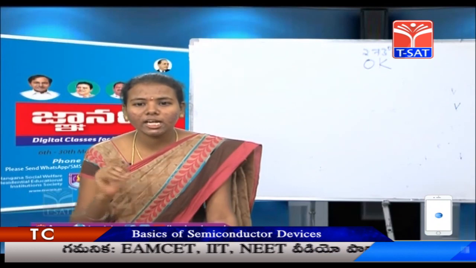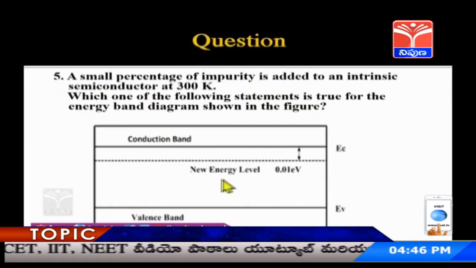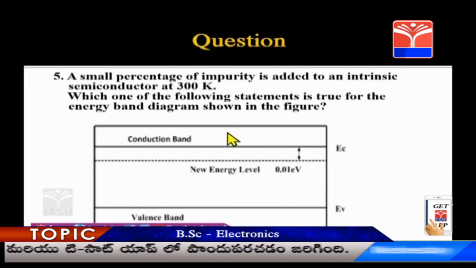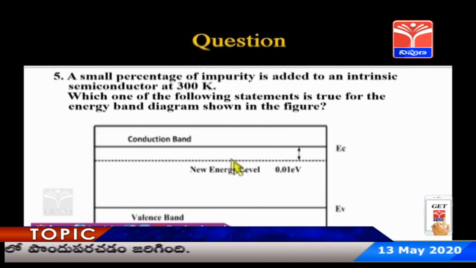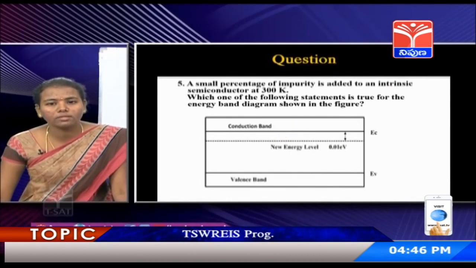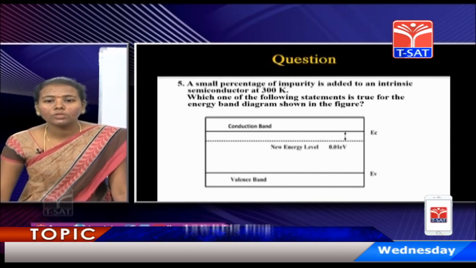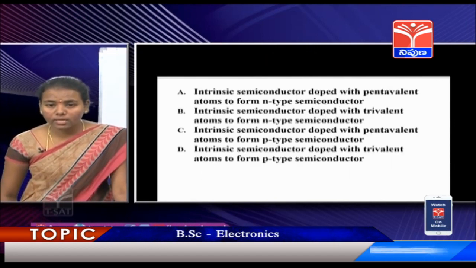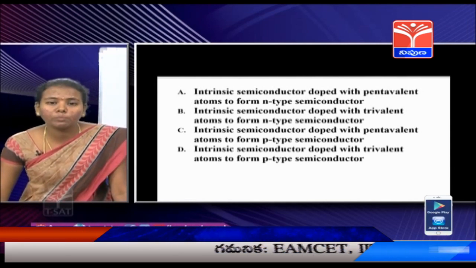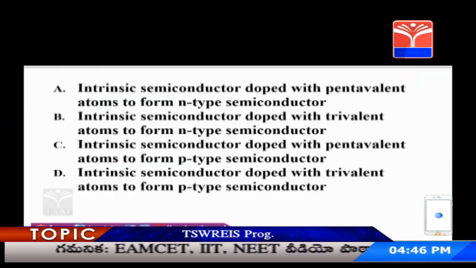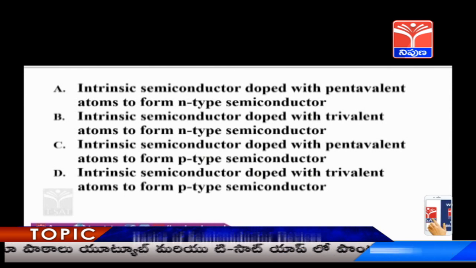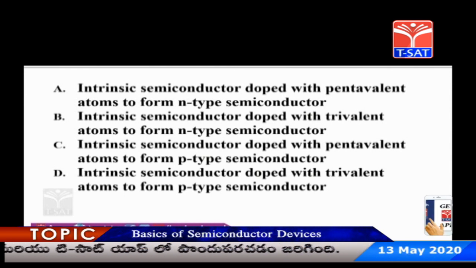We don't know what that impurity is. The new energy level is this one, okay. The new energy level is near to the conduction band. So when the new energy level is near to the conduction band, that means there are free electrons in the material. So what is the free electron contributing element? That is pentavalent impurity, right? And when you add pentavalent impurity, the semiconductor will be n-type semiconductor.